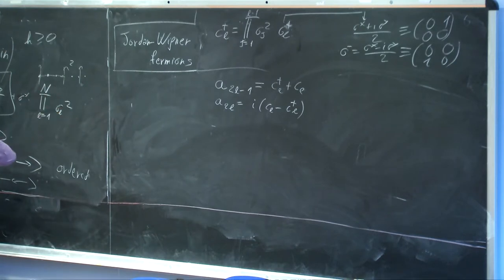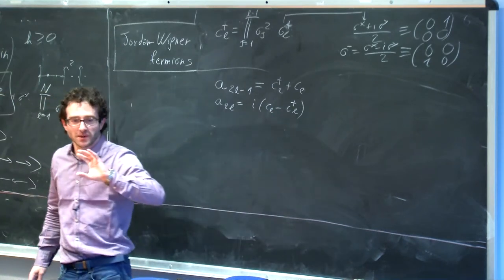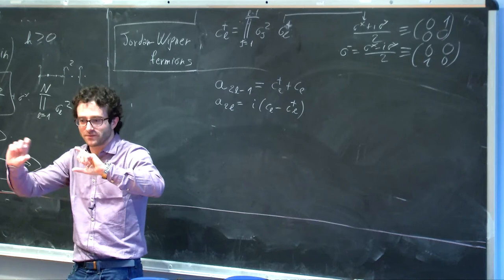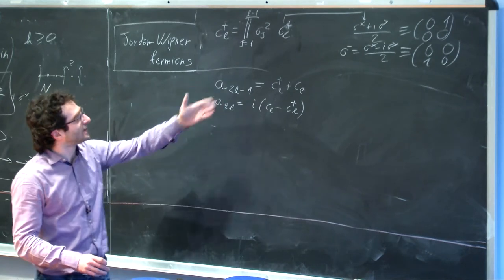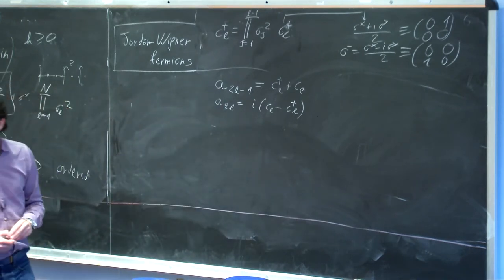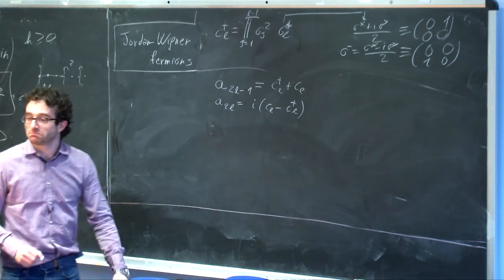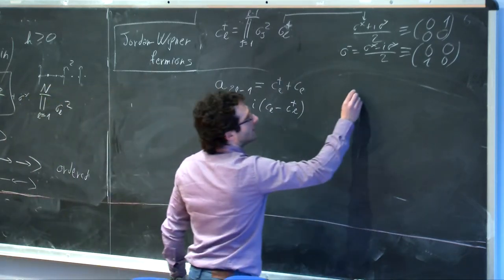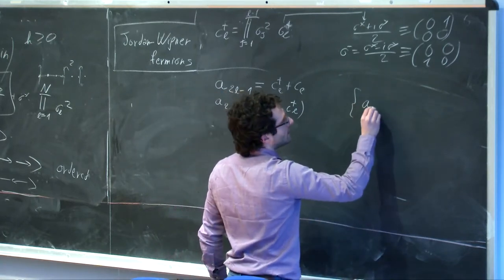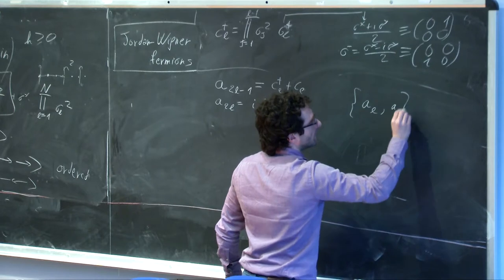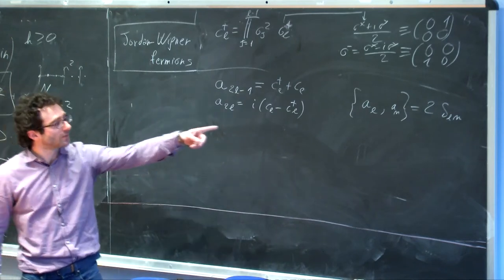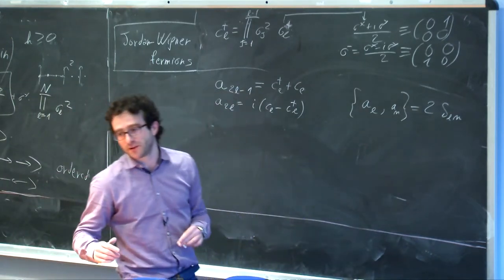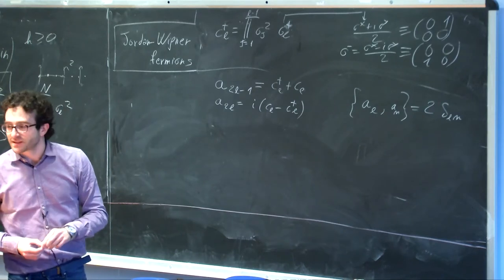Now, maybe you recognize something very similar to what we found in the harmonic oscillator. When we do this kind of combination, in the harmonic oscillator, we had something like X and P, with the inverse relations. Now, what happens when we consider this kind of transformation? What algebra satisfies this A? You can check that if you consider the anticommutator of A_L and A_N, this is twice delta_{L,N}. So, again, they anticommute, like fermions. There is only a difference: they are Hermitian.